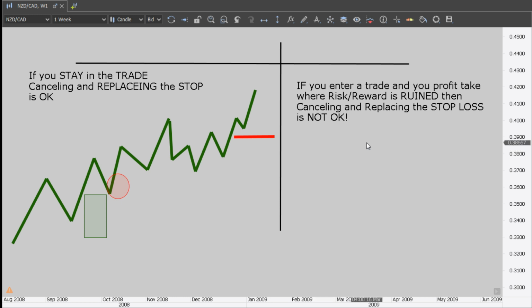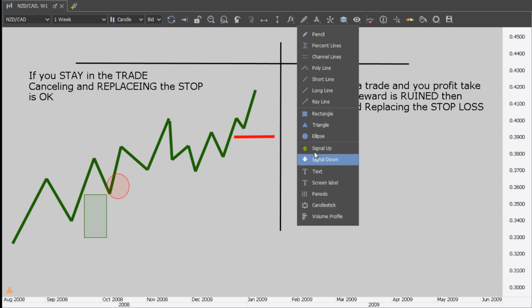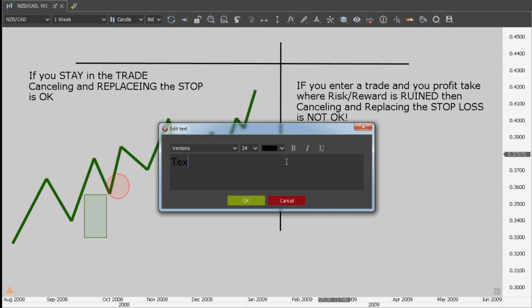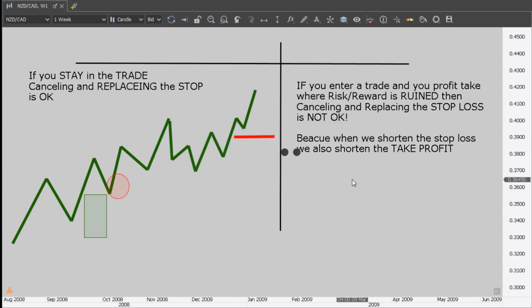Okay, so let's write this down. Let's write this down, because when we shorten the stop loss, we also shorten the take profit. And this is the reason.